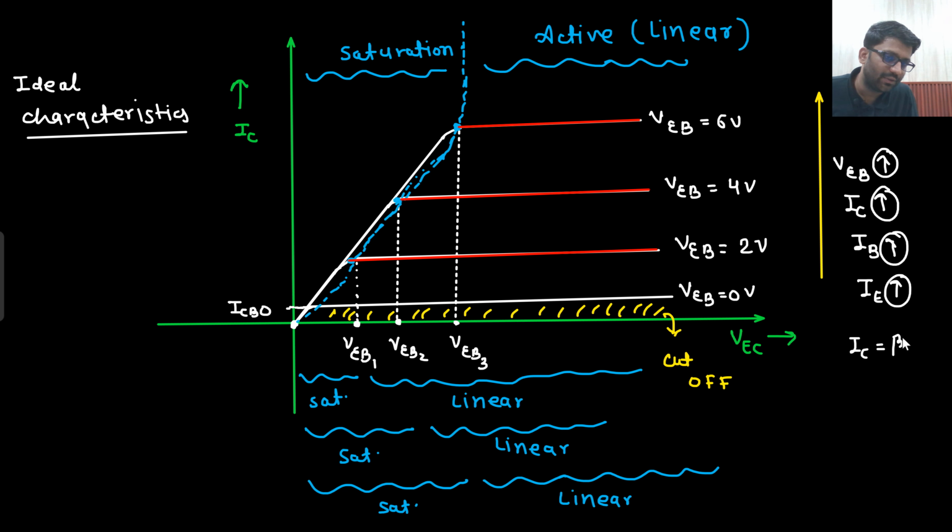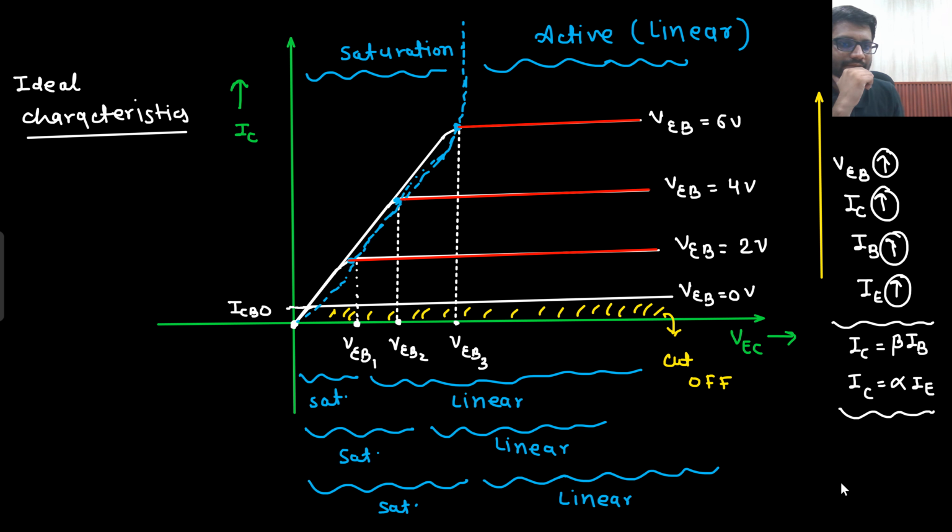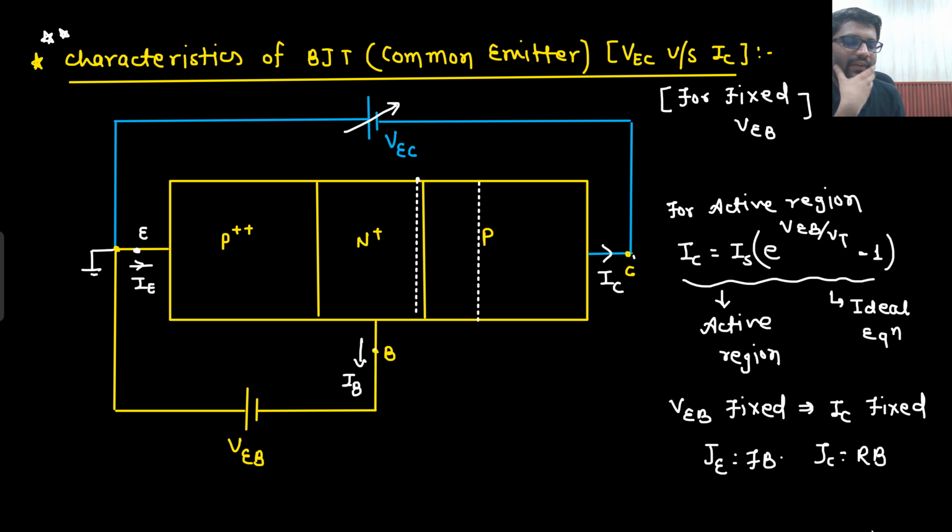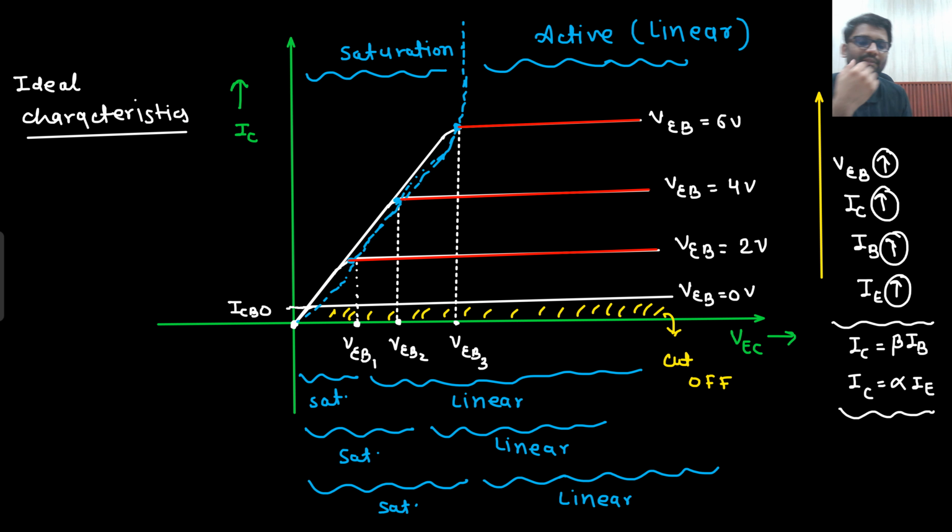What is that? IC equals beta IB and IC equals alpha IE. So this relation has to be there. This is the relation that I wanted from the starting of the chapter. Is that clear? All good? All fine? So characteristics of BJT we have seen.